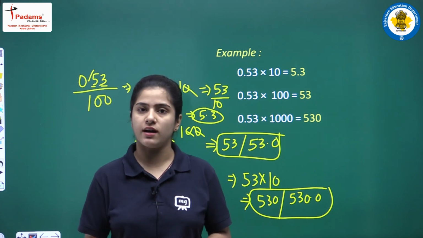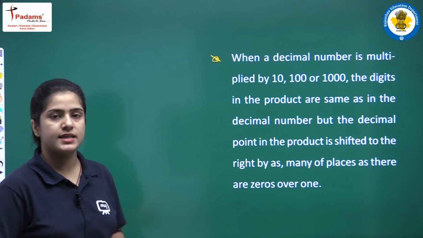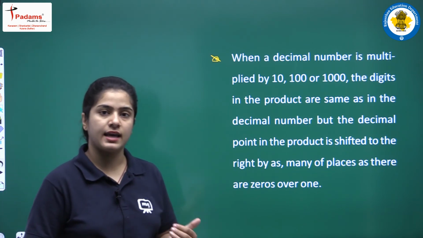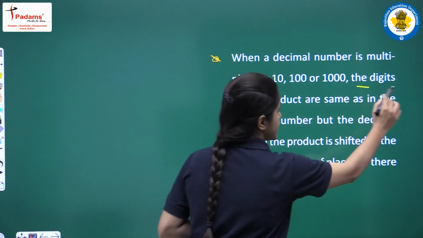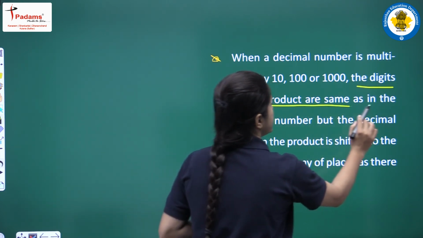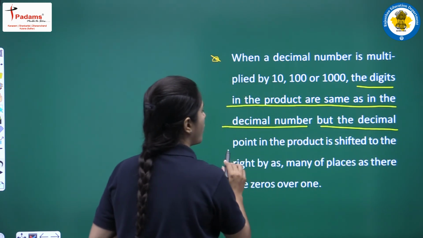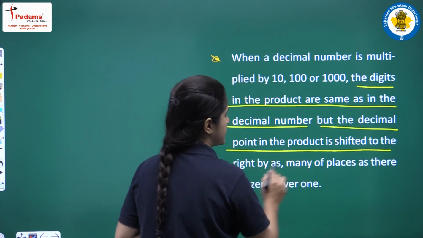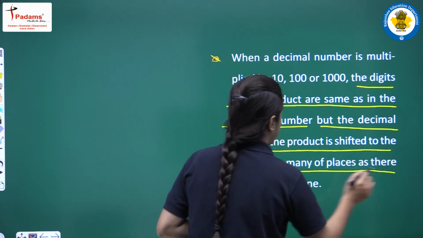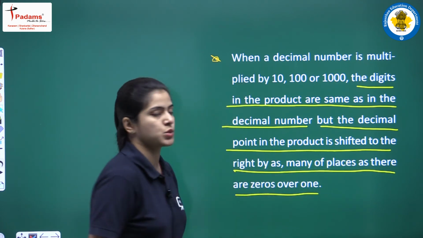So what we have learned and observed is that when a decimal number is multiplied by 10, 100 or 1000, the digits in the product are the same as in the decimal number, but the decimal point in the product is shifted to the right by as many places as there are zeros over 1.